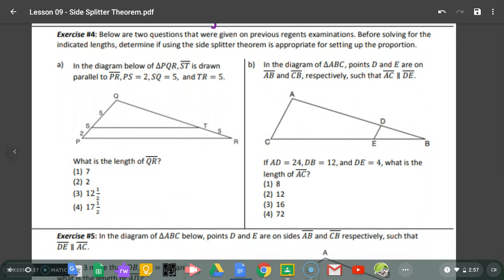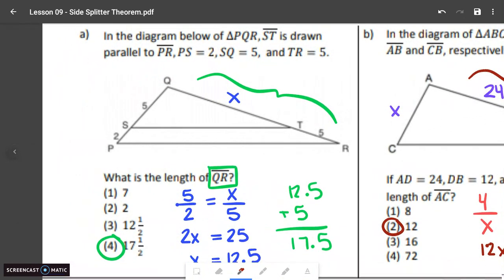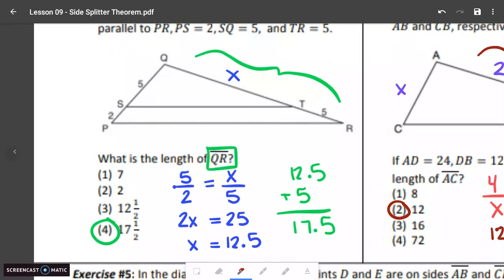Welcome back. So if you've gone through exercise 4, you can see that we have the 2 different examples completed now. So let's focus on A first. You can use side splitter in A if you choose to. We can set it up as 5 over 2 and x over 5 because it's talking about the split sides. When we cross multiply, we'll get x equal to 12.5, but be careful. Notice that I called x QT when we wanted the full length of QR. So that means with the 12.5, we have to go and add that smaller piece of TR to get 17.5.